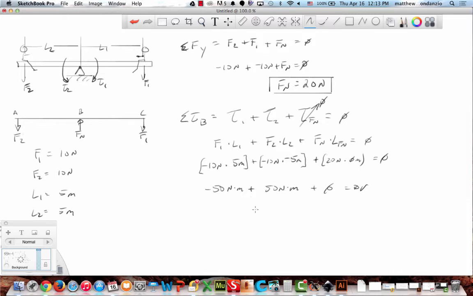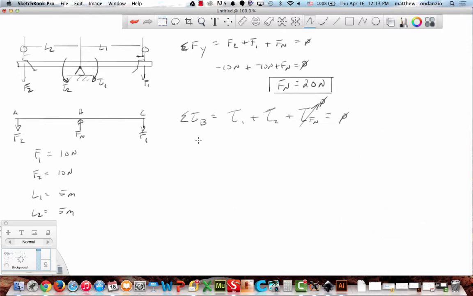Okay, so let's do the whole thing again, but we're going to do the torques around a different point. Rather than B, we're going to do it around A. So I'm going to do the sum of the torques around A. What are the torques that I'm going to sum up around A?